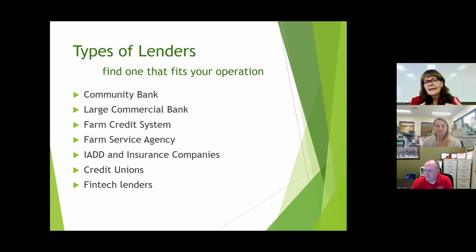The last three on the list: the IADD is actually the Iowa Ag Development Division. They are responsible for the beginning farmer loans in Iowa. If you're a beginning farmer and you want to purchase real estate or other depreciable assets, you can use that program in conjunction with your local bank to get your interest rate down. The insurance companies, we have insurance companies in Iowa that do offer real estate loans. They don't really do anything other than real estate loans, and they can offer some decent terms. And the credit unions and the fintech lenders, credit unions are more recently coming into the ag lending category, so they might not have quite the ag expertise that some of these other entities have.